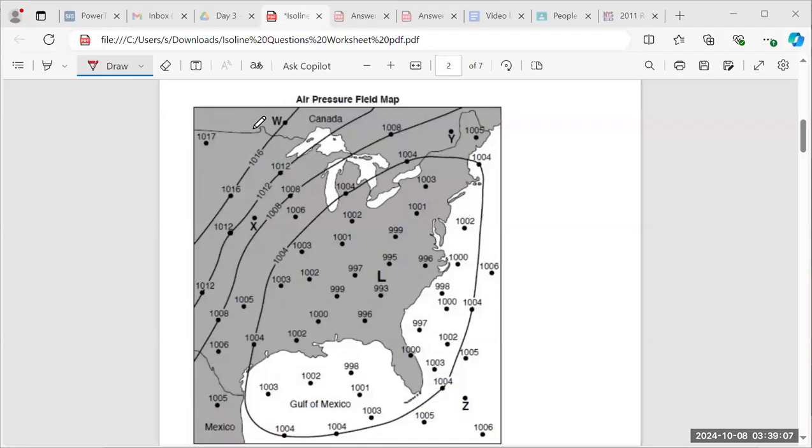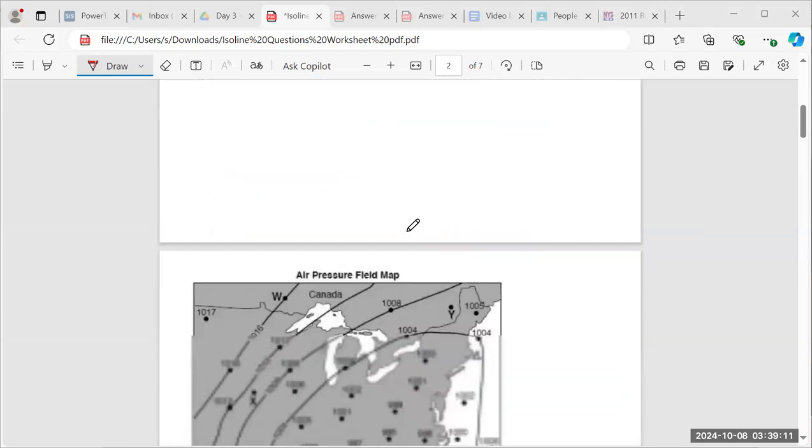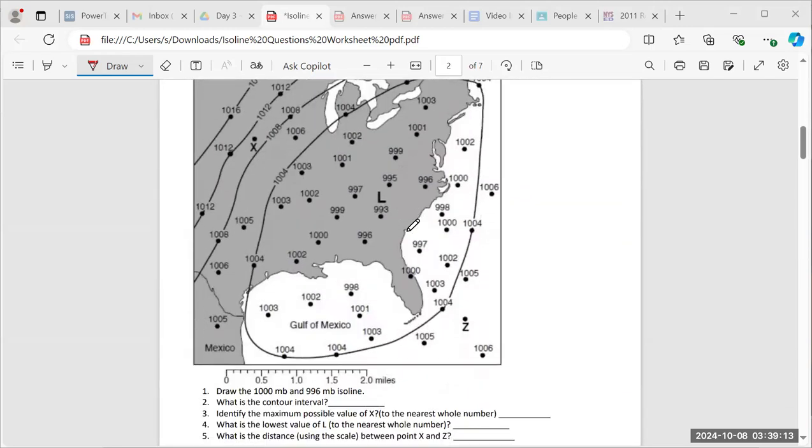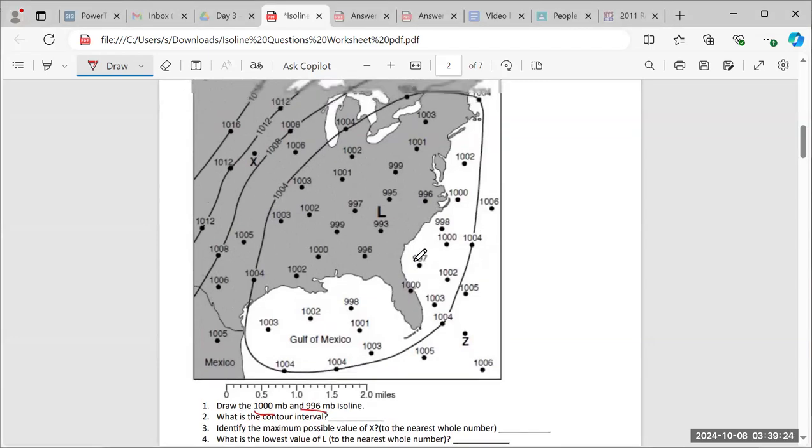One more question. If you look at the next page of the worksheet, it says draw the 1000 millibar and 996 millibar isoline. I'm going to start with the 1000. I see 1000 right here. And when I'm drawing my line, remember to always ask yourself, where can the value of 1000 fit in between?